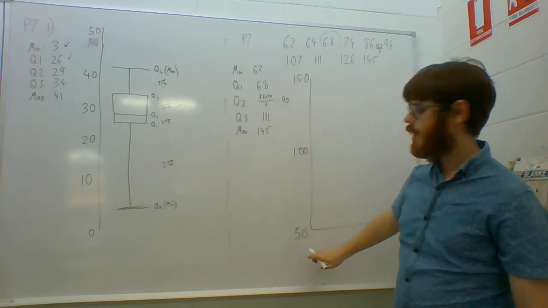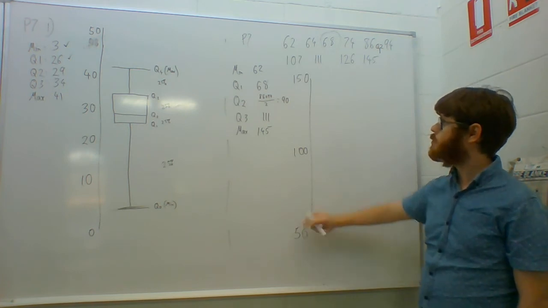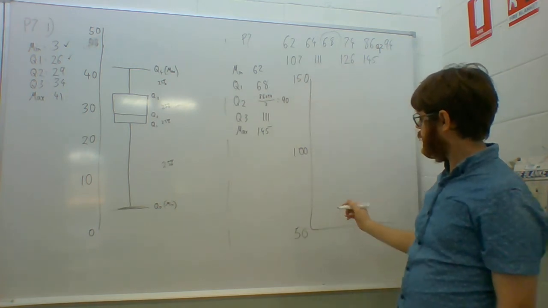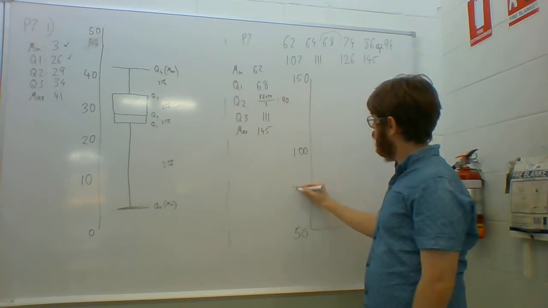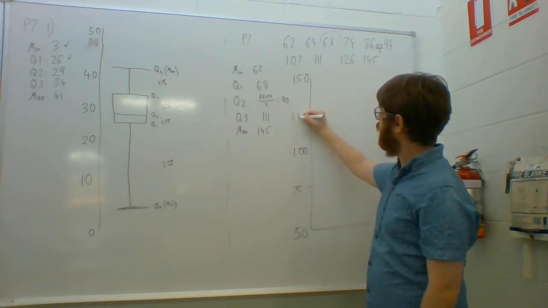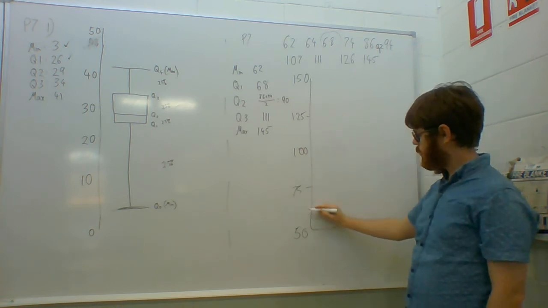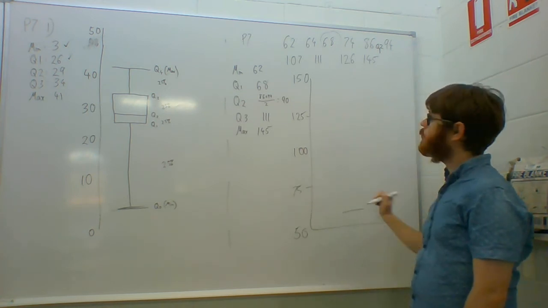50, 100, 150. All right. So I'm starting at 50. I'm not starting at 0 because our lowest number is 62. So why would I? And this can be 75 and 125. That'll do. All right. So our minimum needs to be 62. So that's going to be around about there.